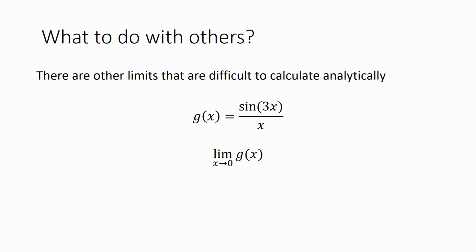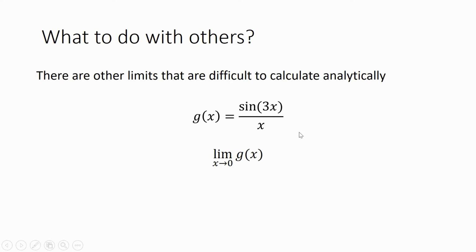Well, not every function that we encounter and that has that indeterminate form of 0 over 0 can be factored and broken up in an easy way. For instance, we have seen the limit of g of x as x goes to 0, where g of x is sine of 3x divided by x. If we plug in 0 into this function, we would get a fraction which was an indeterminate form of 0 over 0.